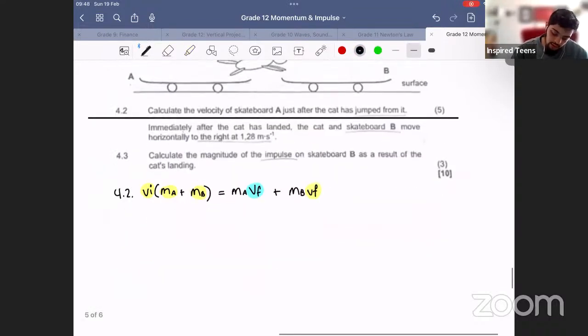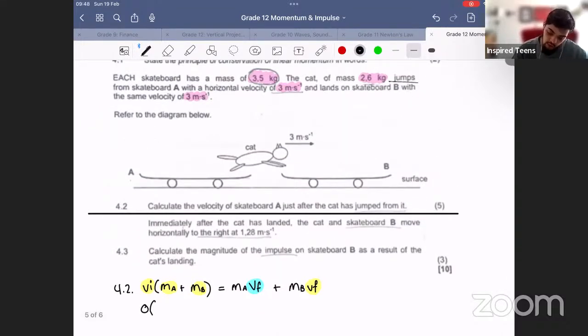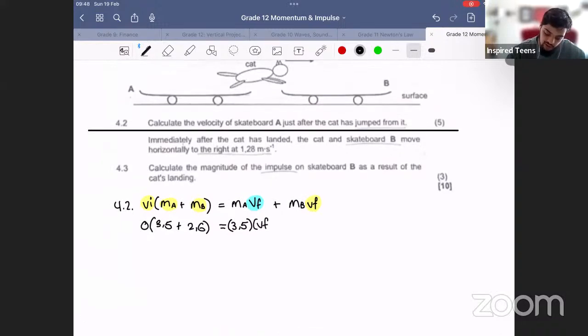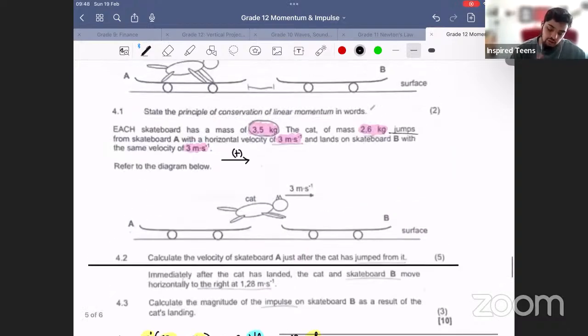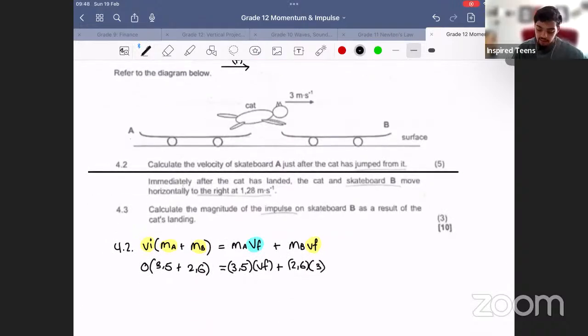Okay, so let's do the calculation. V initial is 0. It doesn't matter what this is, it makes the entire thing 0. 3.5 plus 2.6, it really doesn't matter because that entire thing is going to be 0. Mass of A, 3.5. Let's choose the direction: I'm going to choose right as positive. The final velocity of the skateboard, that's what we need to calculate, so we can just leave that as V final. Now, 2.6 is the mass of the cat. The final velocity of the cat is to the right, it shows us in the diagram. It's a positive velocity, which is 3 meters per second.